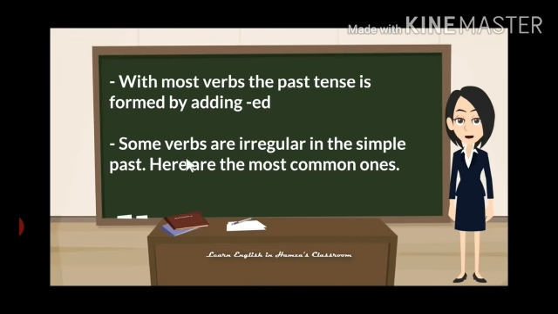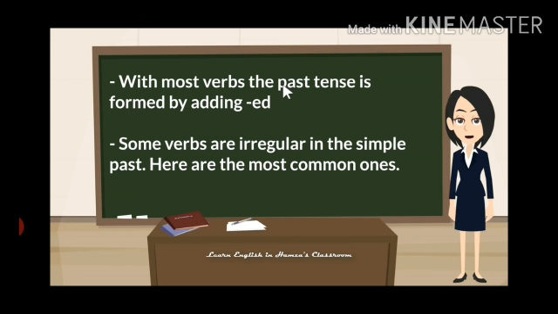Next, some verbs are irregular in the simple past. Here are the most common ones. Okay. Some verbs are irregular. What does it mean? Tadi kata kerja yang hanya penambahan ed, misalnya play, played, and then cook, work, and then others yang lainnya. It calls as regular verb, kata kerja beraturan.